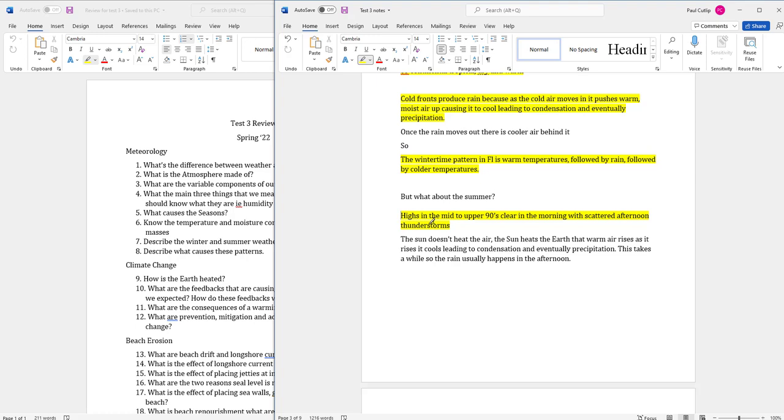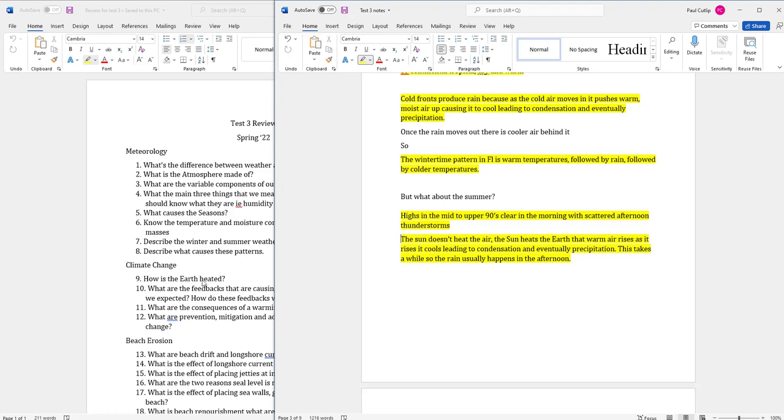And so what happens here is, as I say over and over again, the sun doesn't heat the air, the sun heats the earth. That warm air rises. As it rises, it cools. That leads to condensation, precipitation, and those afternoon thunderstorms that we all know and love so much. So there we are with weather patterns, and that's 7 and 8, describing the weather patterns and what causes them.